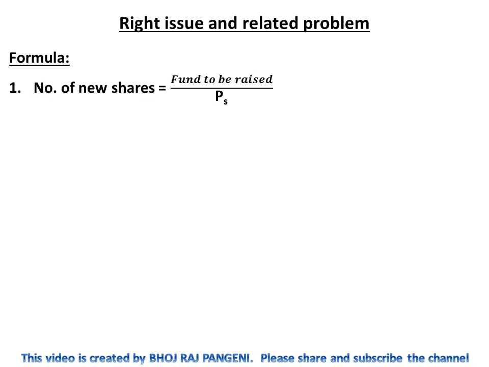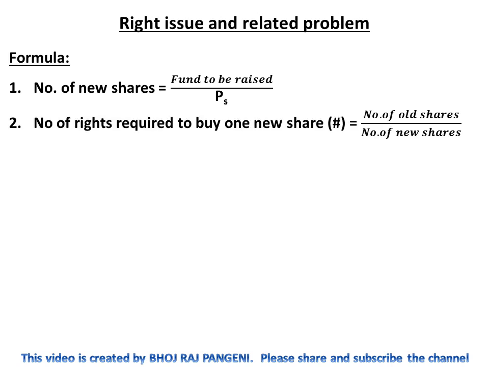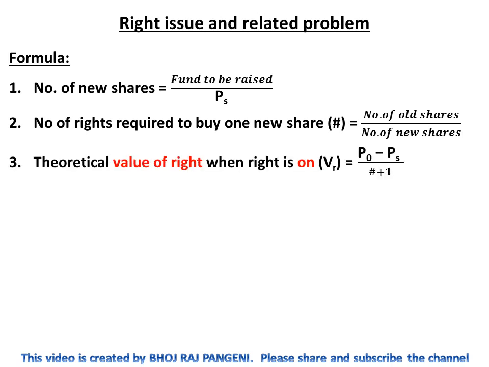These are some formulas. Formula number 1: number of new shares equals the fund to be raised divided by PS. PS means subscription price. And another formula is the number of rights required to buy one new share, N, equals the number of old shares divided by the number of new shares. Number 3, theoretical value of right when right is on.